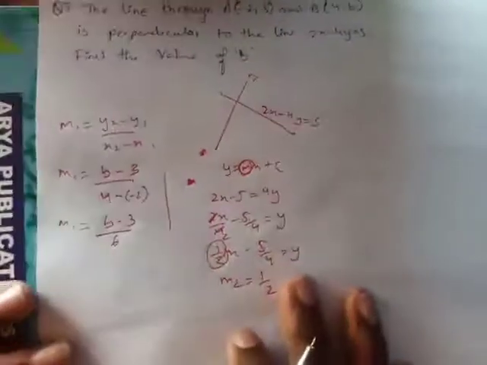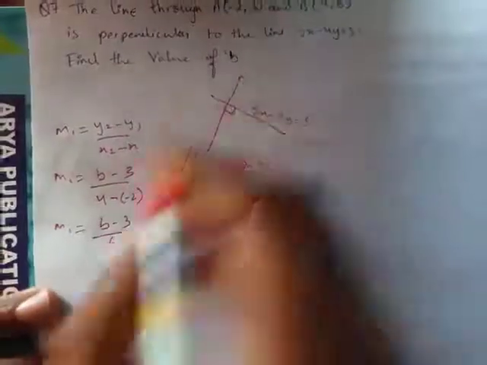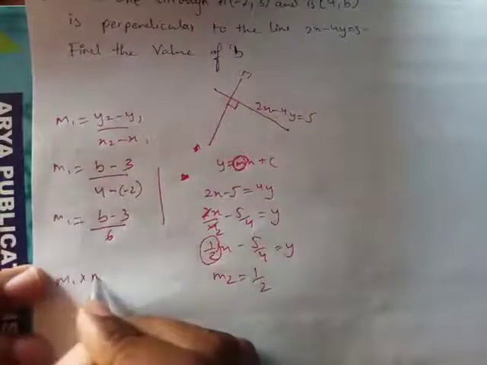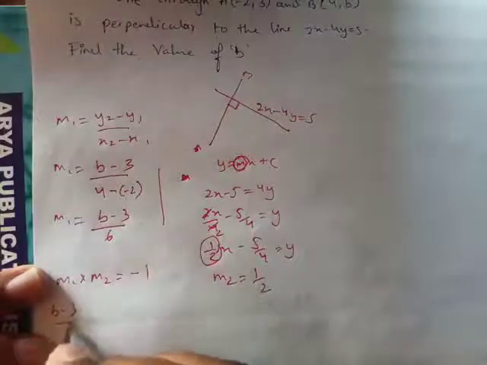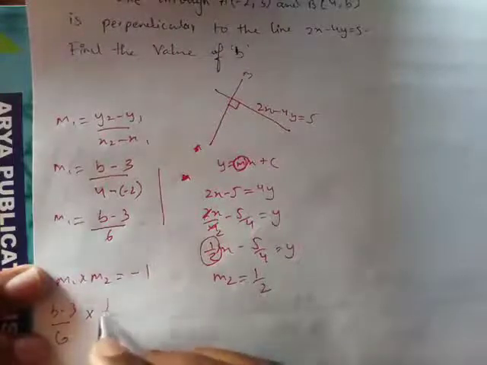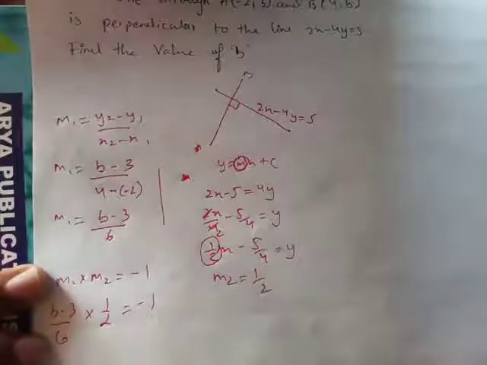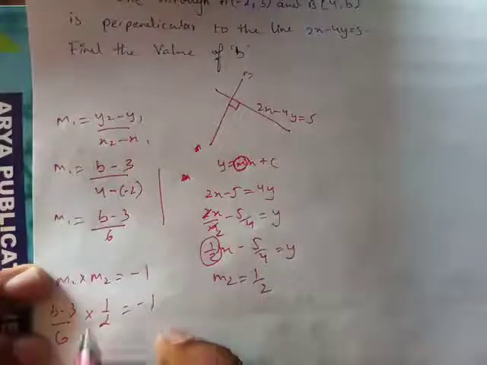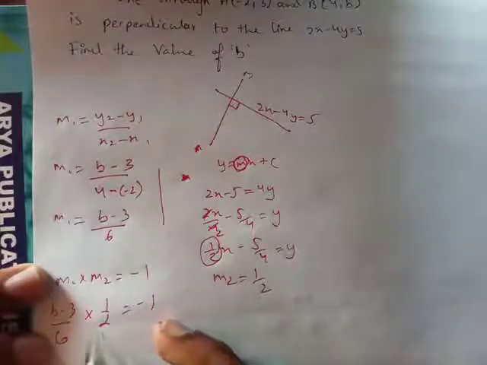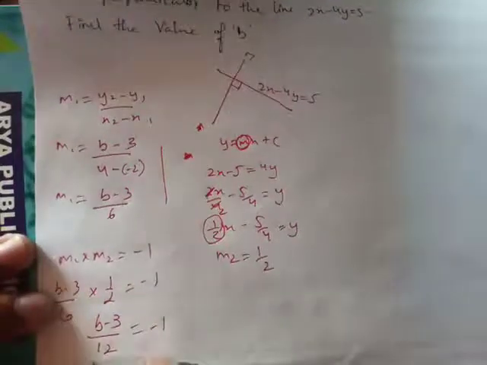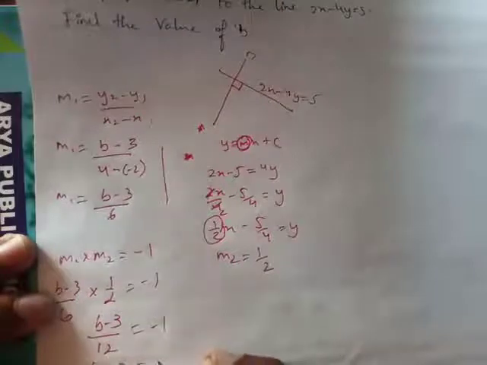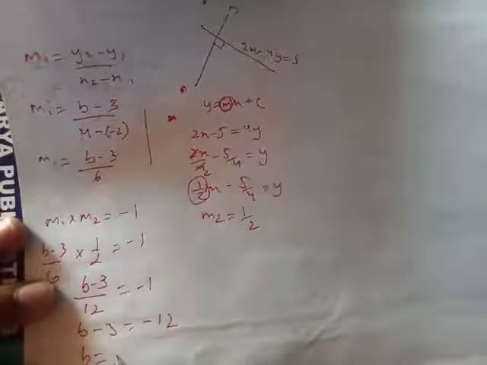Now I know a formula. If the two lines are perpendicular to each other, then I know that m1 into m2 is going to be minus 1. So I'm going to multiply (b minus 3) upon 6 into 1 upon 2 equals minus 1. When I multiply this, I'll get (b minus 3) over 12 equals minus 1. 12 can go on that side, so b minus 3 is equal to minus 12, and 3 goes on this side, plus. So b is going to be minus 12 plus 3, b is going to be minus 9.